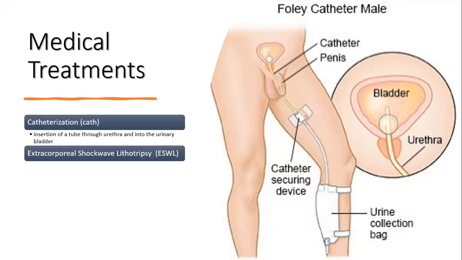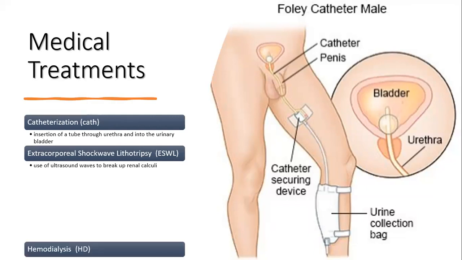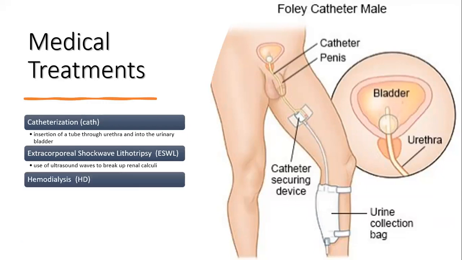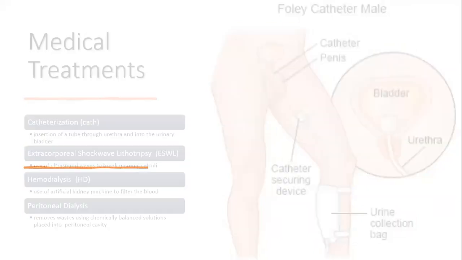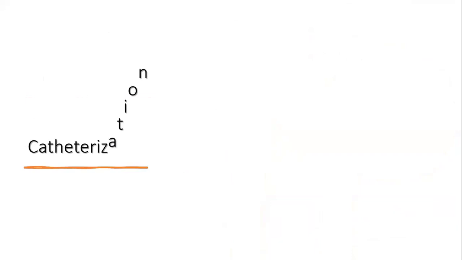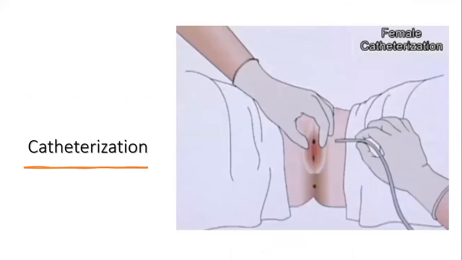Extracorporeal shockwave lithotripsy uses ultrasound waves to break up renal calculi. Hemodialysis, HD, is the use of an artificial kidney machine to filter the blood. Peritoneal dialysis removes waste using a chemical balanced solution placed into the peritoneal cavity. It uses the osmolality of the solution to remove the waste from the blood. Catheterization in the female.